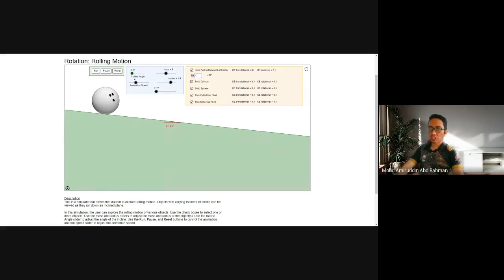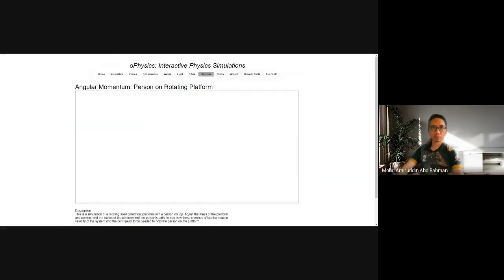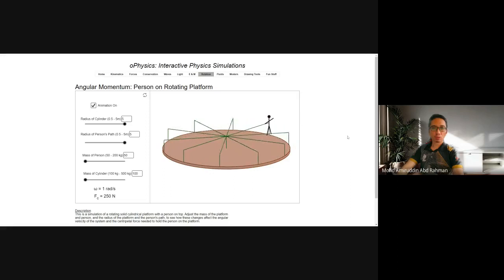For experiment number 4, we have another simulation. We have this angular momentum experiment. For the angular momentum, we have a person on a rotating platform. For example, you are on the merry-go-round. So we have a first situation.